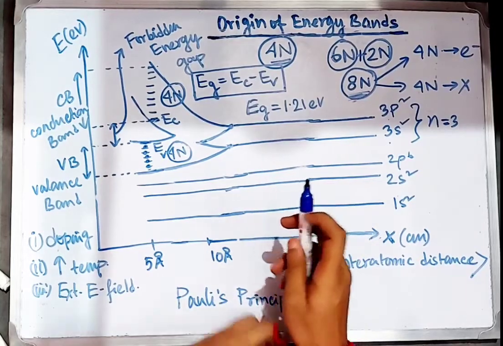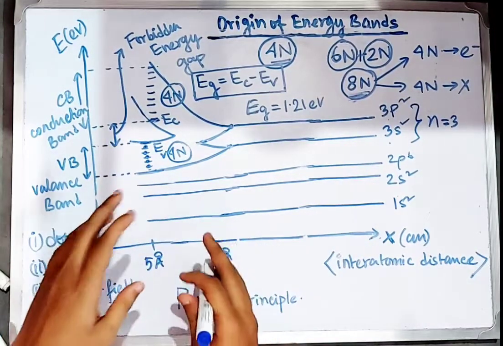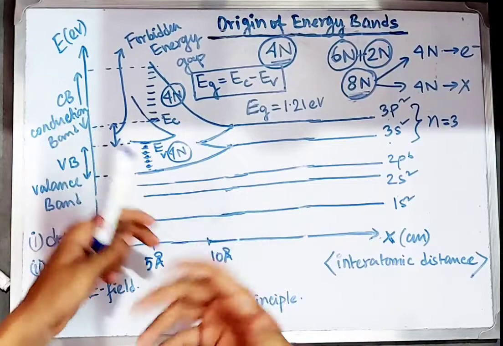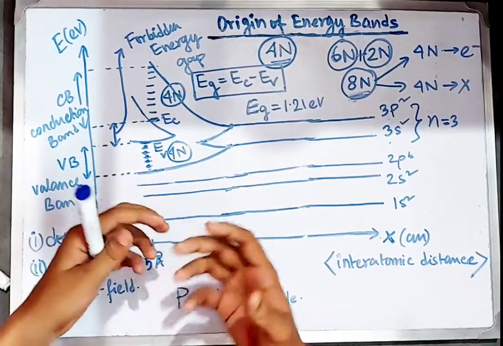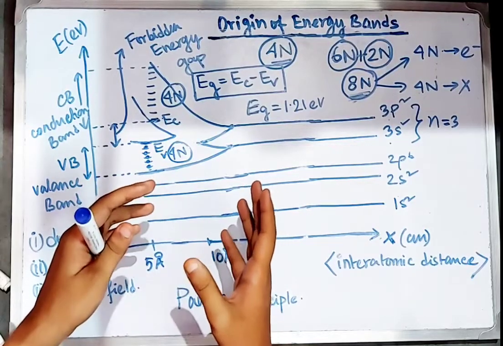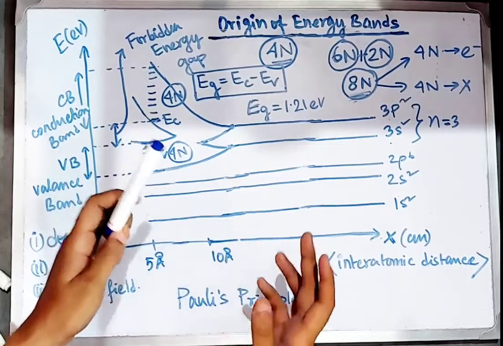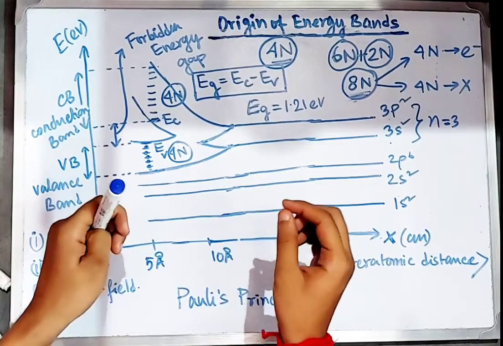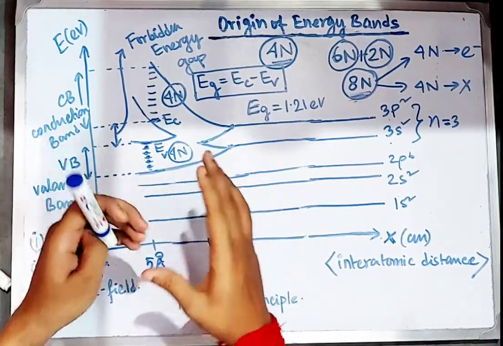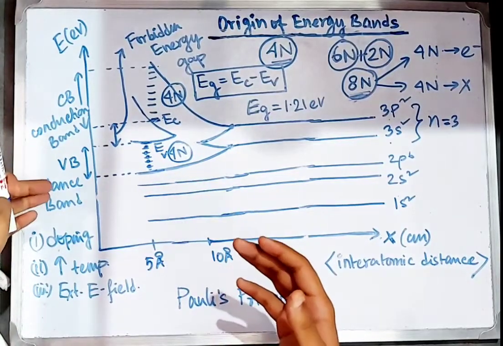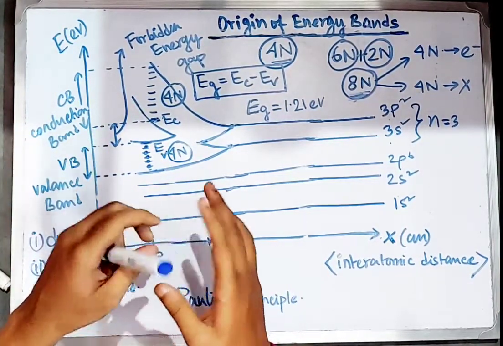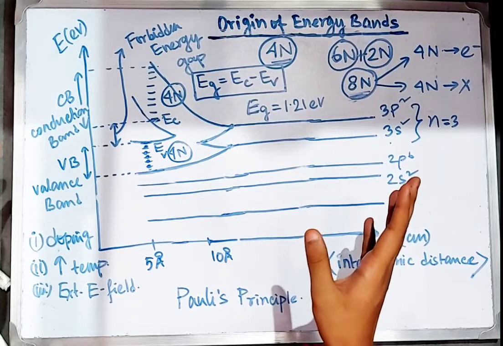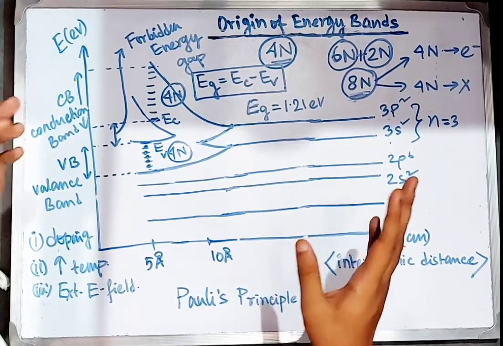I guess everything is clear up to this, because at first I started with the analysis of two interacting atoms. Then I calculated how many atoms are present within a unit volume of semiconductor. Then I brought the concept of energy bands from there, and then I told you about the splitting of the energy states, and then about the conduction band, valence band, and the forbidden energy gap. So this is all I wanted to discuss about the energy bands in this lecture.